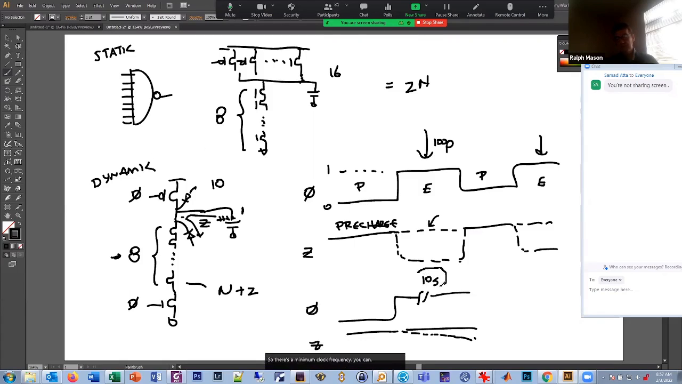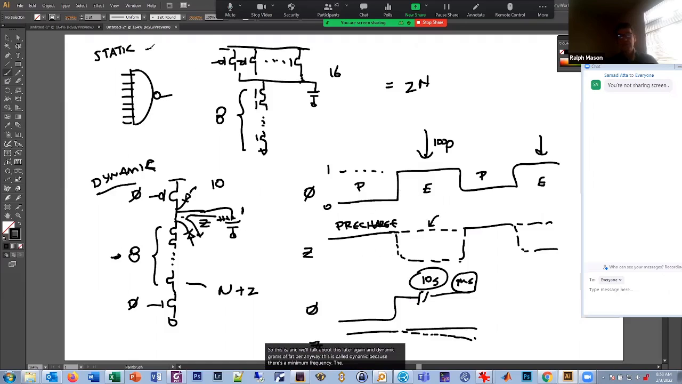You can't leave it for 10 seconds. The longest delay is usually in the order of milliseconds, but you can't go seconds because of the leakage. Even though these capacitors are small and the leakage is small, after milliseconds it'll usually decay. We'll talk about this again in dynamic RAMs if we get that far. But anyway, this is called dynamic because there's a minimum frequency.